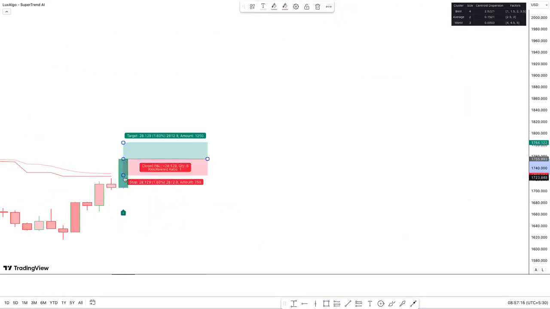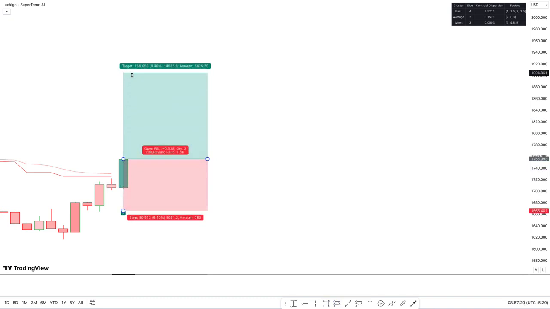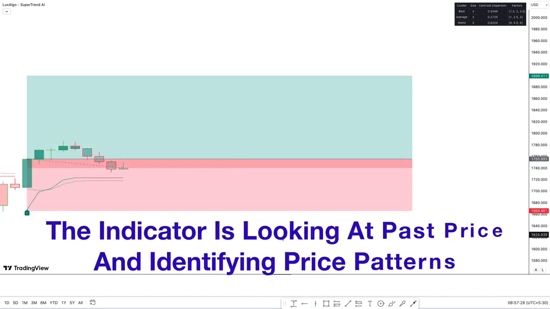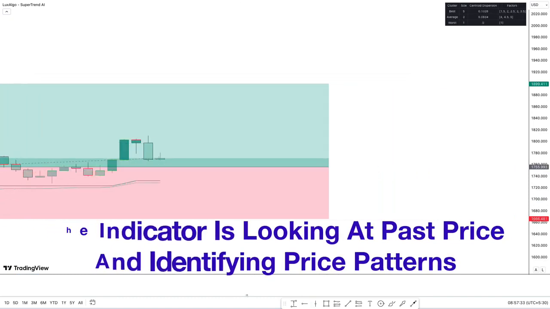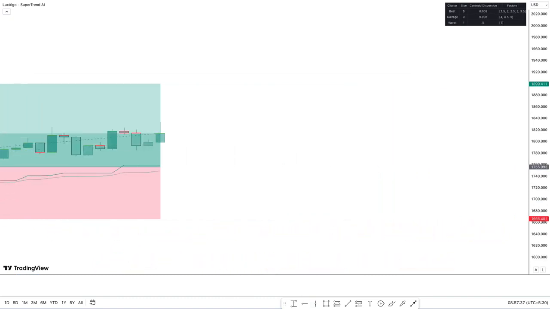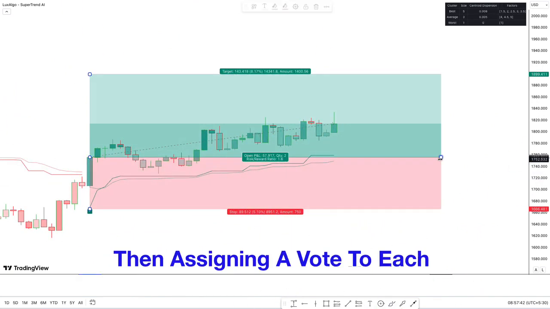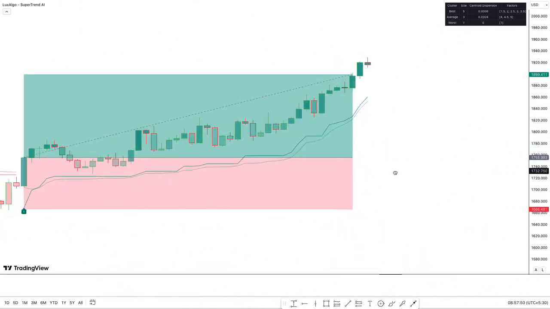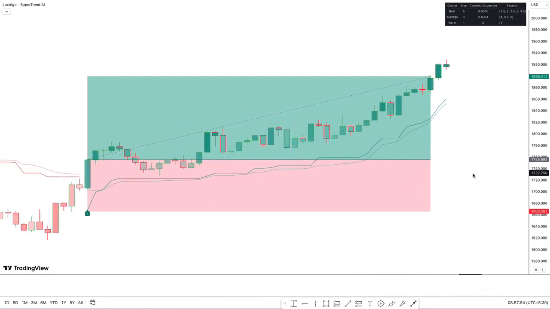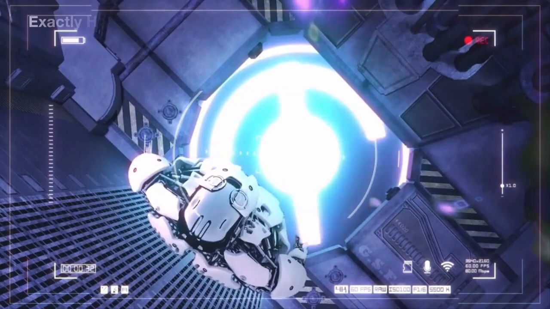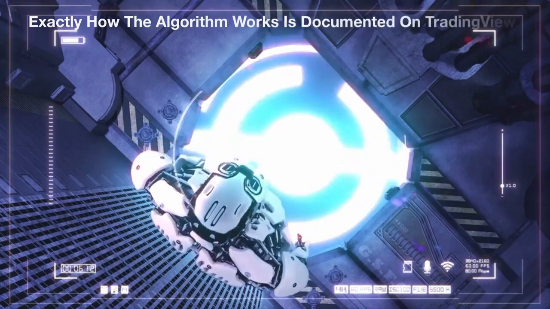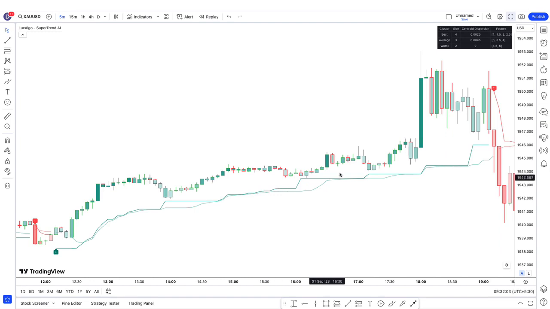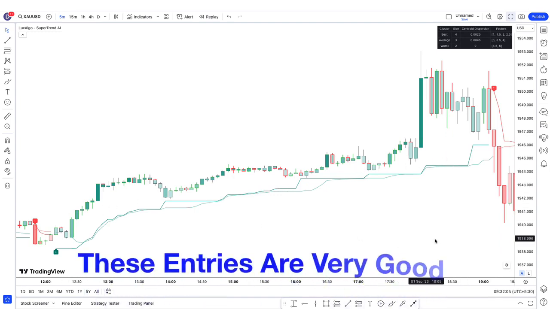A simple way to think about how this works is that the higher the price at the entry point, the greater the probability. The indicator is looking at past price and identifying price patterns, rate of change, anomalies, along with other factors in price, then assigning a vote to each, grouping them, and then based on how similar the current movement is, deciding how likely it is that price will do the same thing again. Exactly how the algorithm works is documented on TradingView. However, regardless of if you understand how it works, as you can see, these entries are very good.